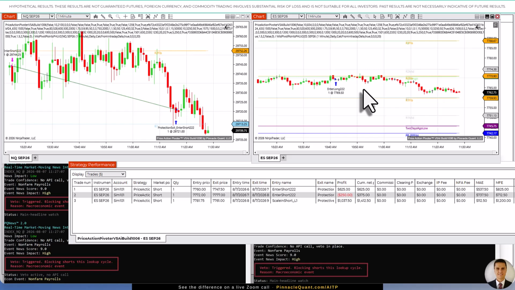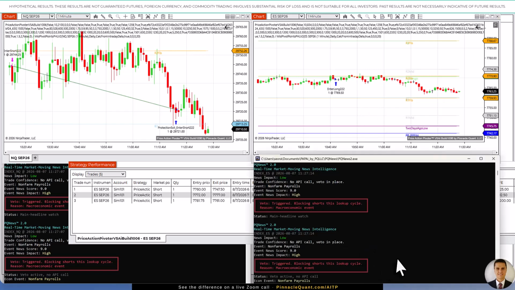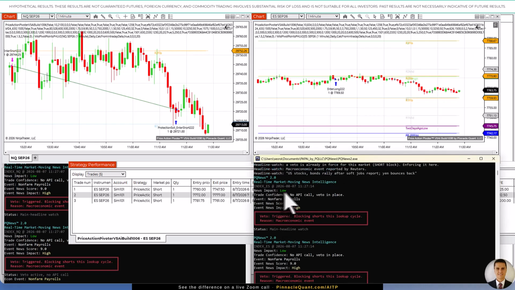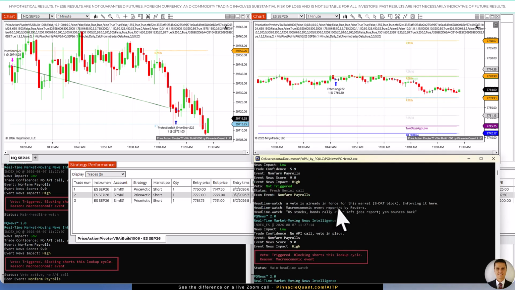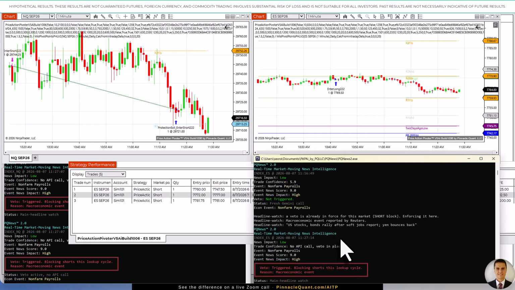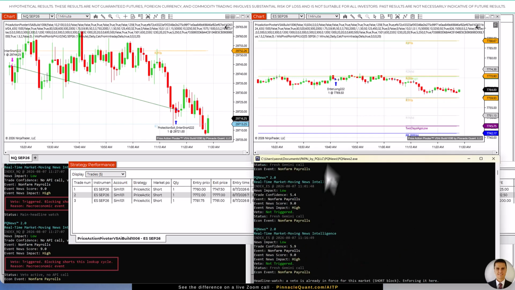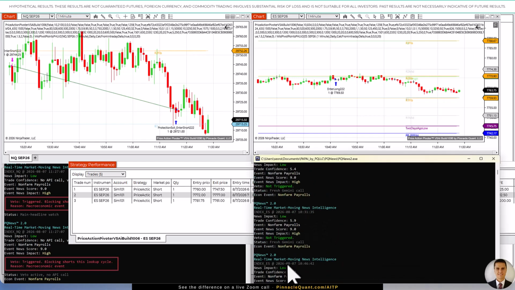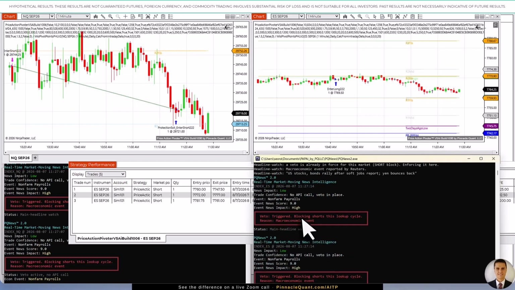We just got news, you guys. What was this? I missed it before too. ES. What happened? A veto is already in force for this market. When it says already, that means right now. Don't interpret that as if it was before that time. As you can see, before that time it wasn't, and you can see the times printed. So now it just got it.